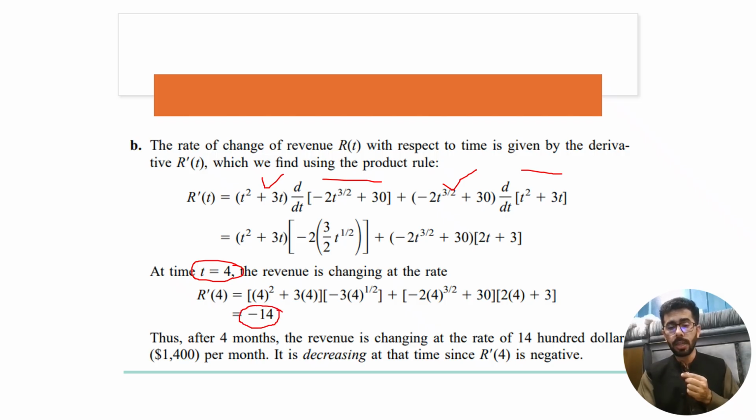Okay, so now the quantity that we were producing initially was in hundreds of units. So that means the change is 1400 units, or when it is revenue, it should be $1400. But is it increasing or decreasing? It is negative, that means it is decreasing.